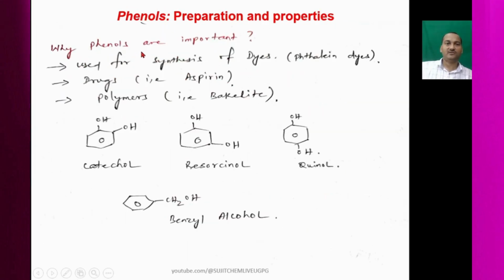Now the question arises why phenols are important. They are used for synthesis of dyes, phthalate dyes, drugs like aspirin, and polymers like bakelite. Here are some compounds: the 1,2-dihydroxy phenol is called catechol. When the OH groups are at 1,3 position, that is called resorcinol. 1,4 position is quinol. And this is the structure of a benzyl alcohol.